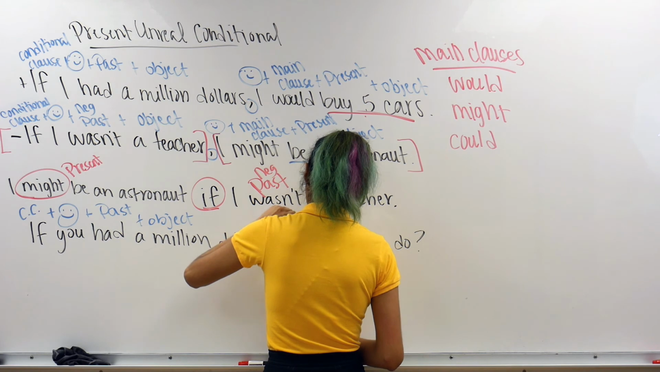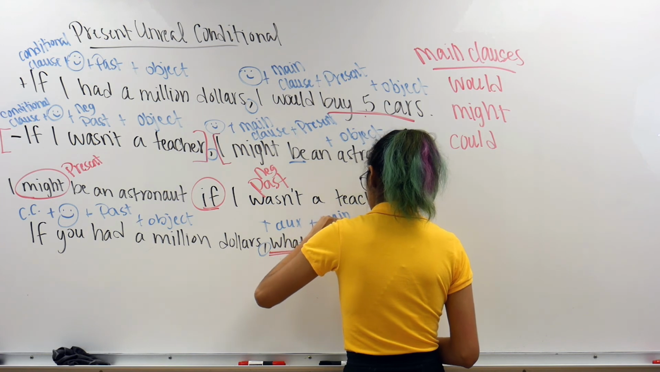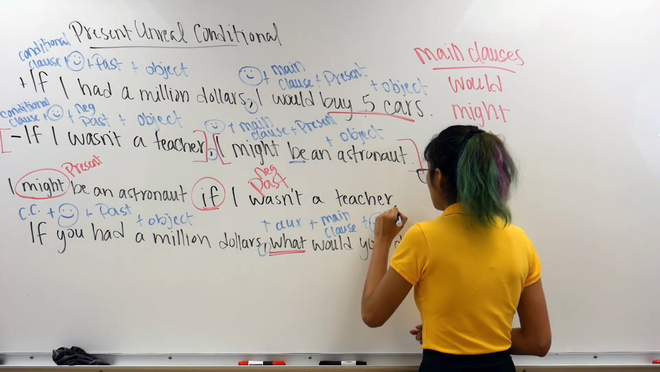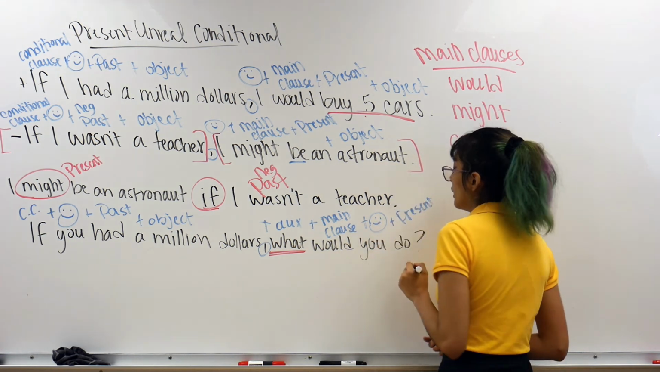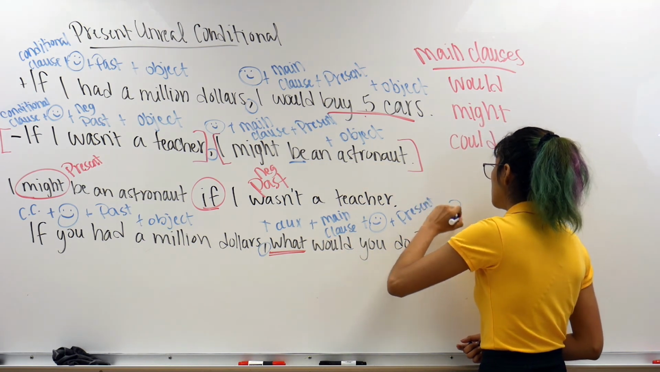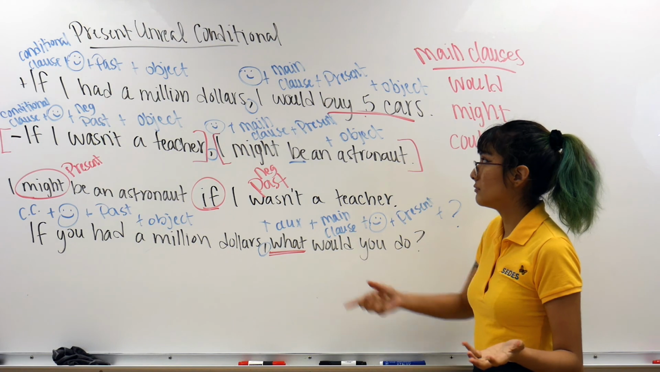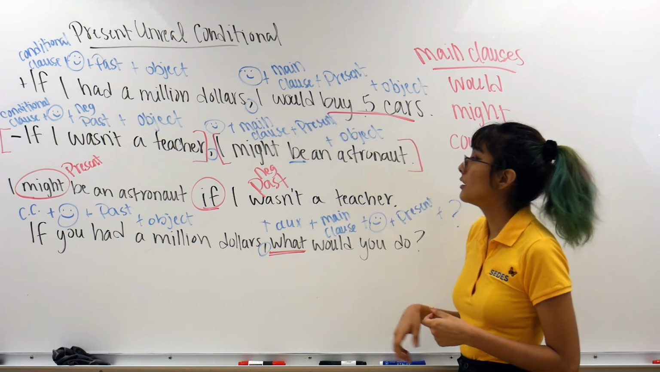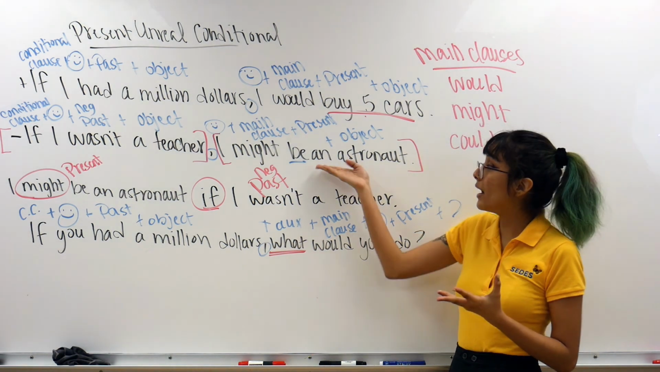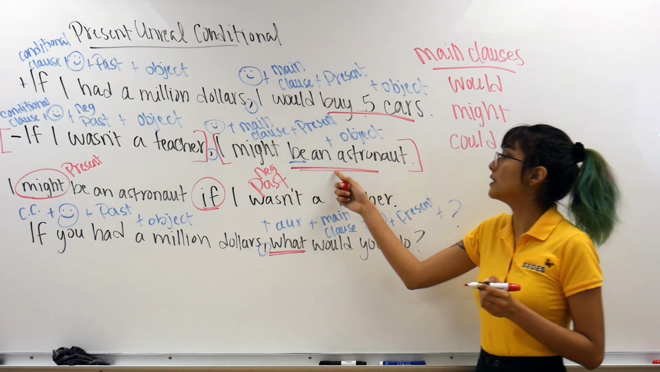What is my auxiliary. What is my main clause. You is my person or subject. And do is my present verb. See how my main clause stays with my present verb? And the most important part of a question is the question mark. So if you had $1 million, what would you do? I would buy 5 cars. If you weren't a teacher, what might you be? I might be an astronaut. So remember, the what is this. This is what you're looking for.